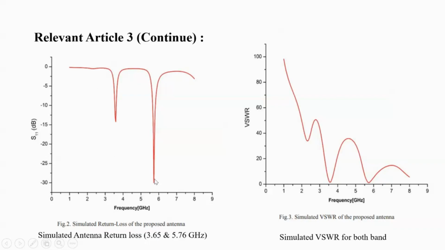The antenna has a maximum return loss of negative 40 dB at 3.65 gigahertz and negative 20 dB at 5.76 gigahertz, which is two band resonance. Okay, which is a good antenna return loss, or good S11, which is less than negative 10 dB. And the VSWR shows the value is lesser than 2 for the frequency range of 3.65 and 5.76 gigahertz, both bands. You can see here, around 1 point plus something. The paper didn't really mention the specific value, but it stated that it's less than 2.